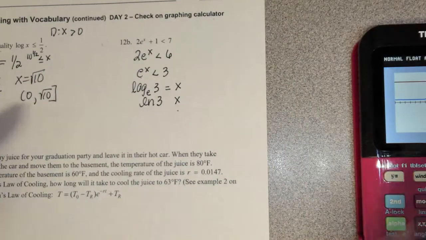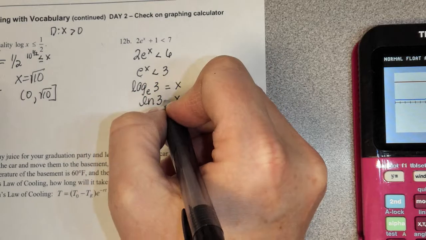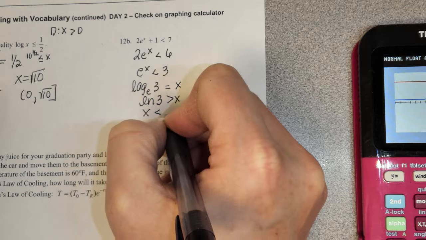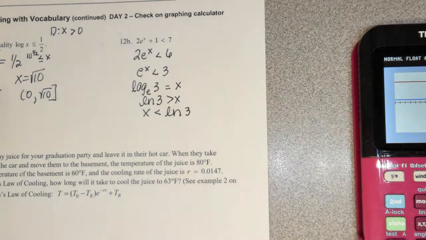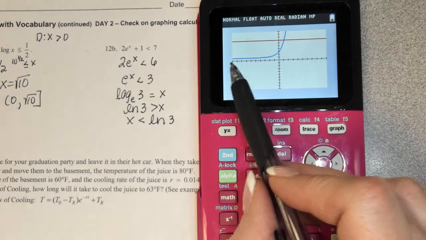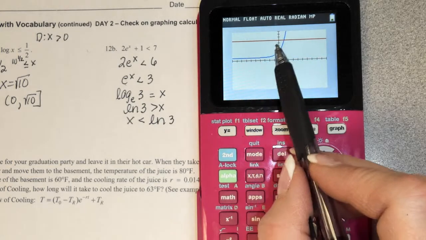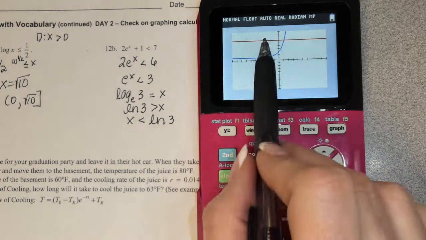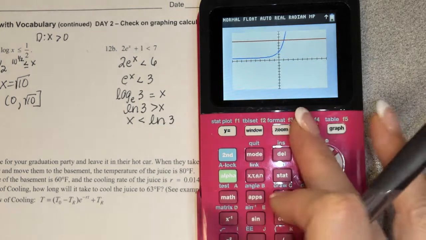No. So it has to go like this. It's actually going to be that x must be less than the natural log of 3 for this to work. Any of these x's are going to make it true that it's going to be below it. See, this point right here is natural log 3 if I were to find it.